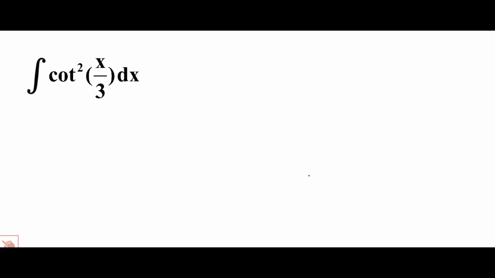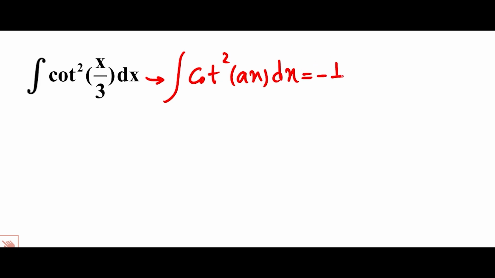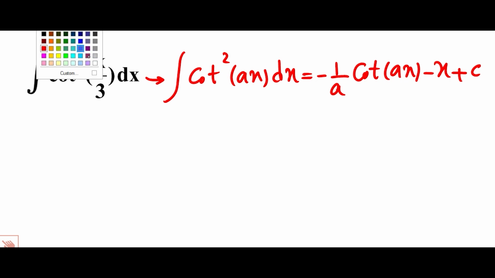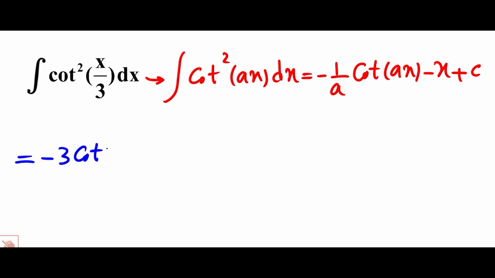The integral of cotangent squared x over 3 dx. As you know, the integral of cotangent squared of ax dx equals negative 1 over a cotangent ax minus x plus c, right? So we have a equals 1 over 3. So the integral of this expression equals negative 1 over 1 over 3 equals negative 3 cotangent x over 3 minus x plus c.